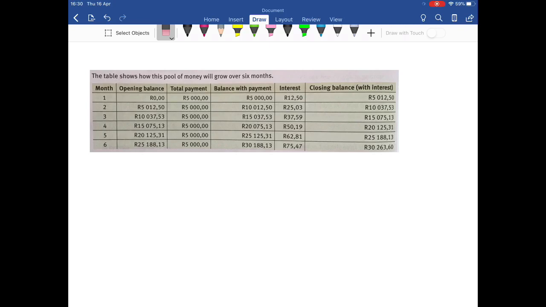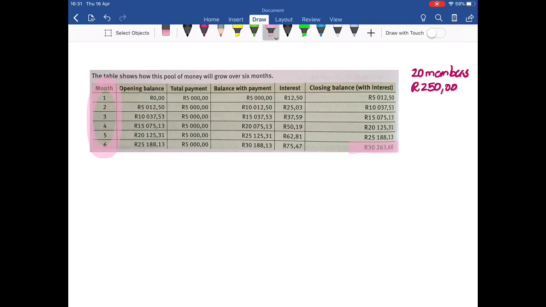Let's have a look at our numbers in this Stokvel investment. So the first thing we said, there were 20 members. Each of them contribute 250 Rand a month to this investment. And then after 6 months, one person will get the total in that investment. So in other words, after 6 months, one person will get 30,263 Rand and 60 cents.